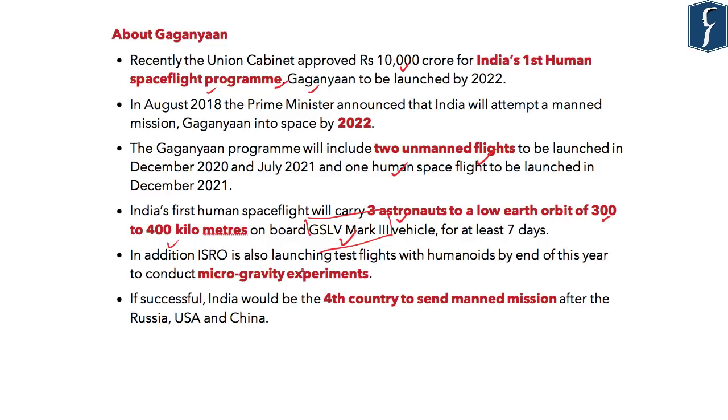So apart from humans, is ISRO going to launch humanoids as well? Yes, ISRO is planning to launch humanoids before it can launch humans into space, for carrying out microgravity experiments. The successful implementation of the Gaganyaan mission would propel India's image on the global forum, as it would be the fourth country to send such a mission after Russia, USA and China. Now let us understand a few important technologies which will be essential for the successful conduct of the Gaganyaan mission.